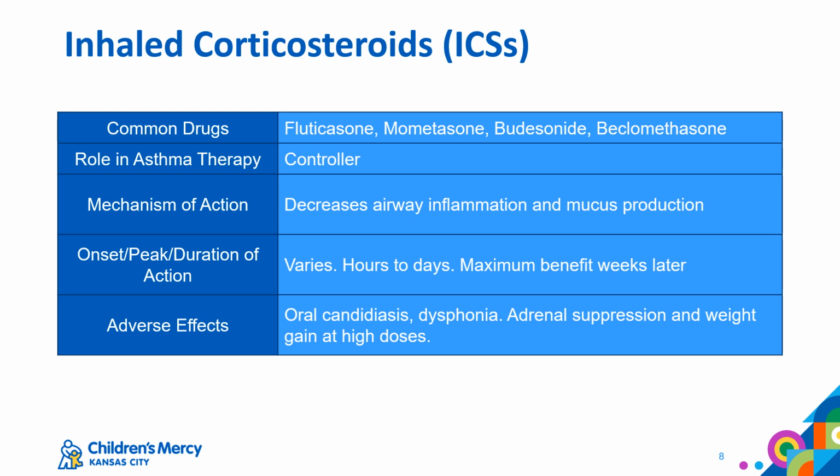Common ICSs you may see include fluticasone, mometasone, and budesonide. They work by decreasing airway inflammation and mucus production. The onset and duration of action varies with which steroid used, but generally onset is within hours. True benefit, however, from daily ICSs may not be seen for several weeks. ICSs are also generally safe, with oral candidiasis and dysphonia as some of the most common adverse effects.